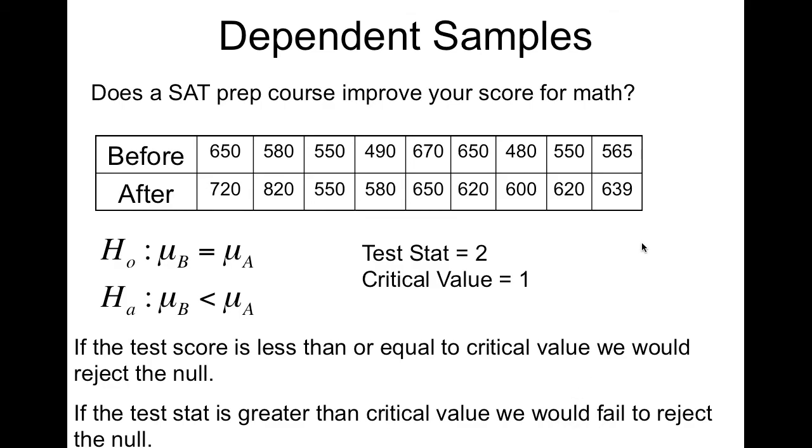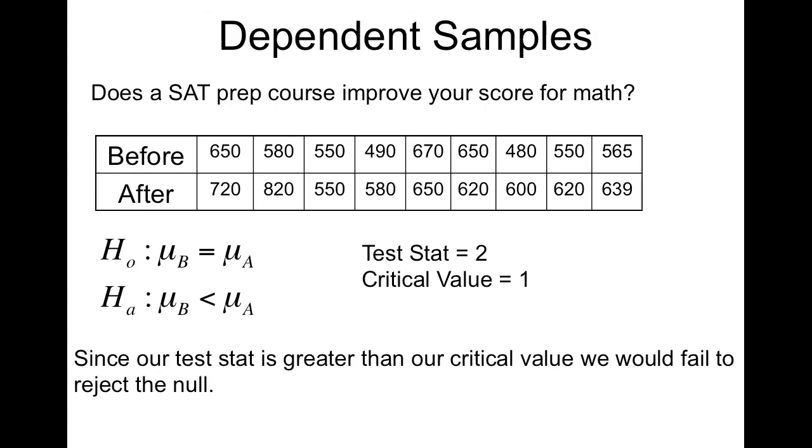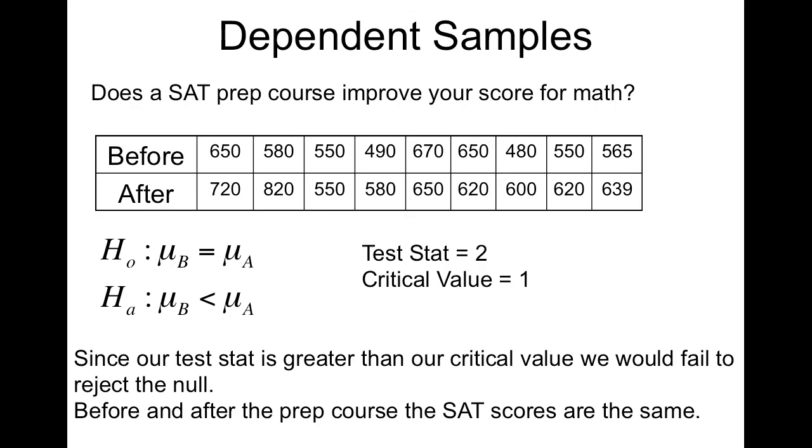So your conclusion now is going to be extremely similar to what we have been writing. Since our test stat is greater than our critical value, we would fail to reject the null. That means that we're siding with the null, so it means that the before and after averages are equal to each other. So just another sentence then: before and after the prep course, the SAT scores are the same. They're equal to each other. Something along those lines is what your conclusion should look like.